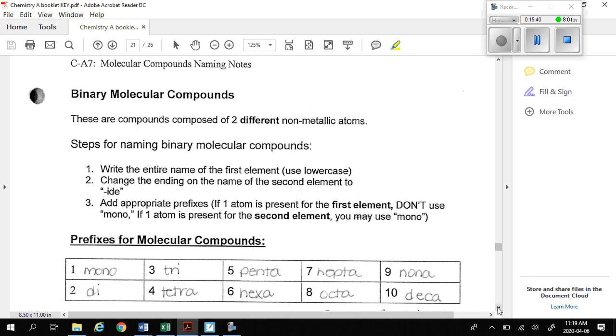So that's molecular when it's just made up of one element. Yes, there's more than one piece to it, but it's just made up of one element. When we get into binary molecular compounds, that's two different.